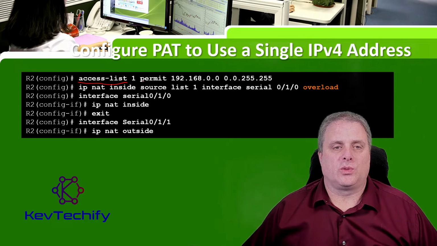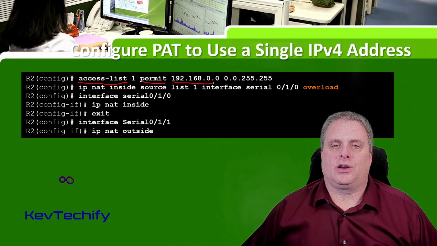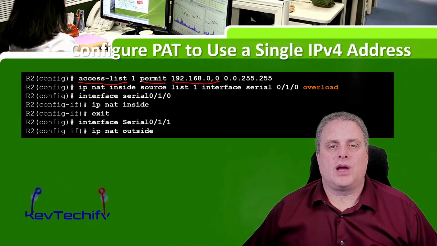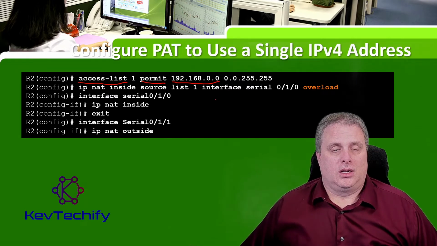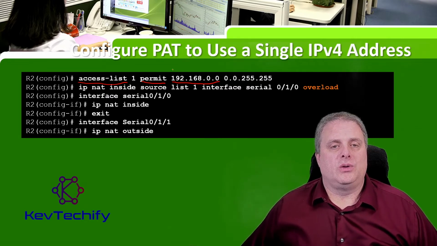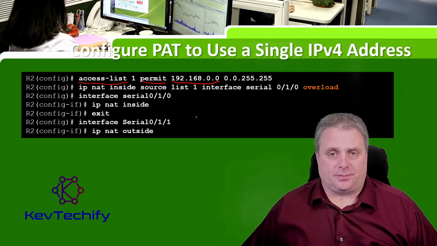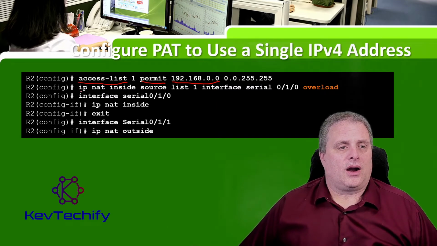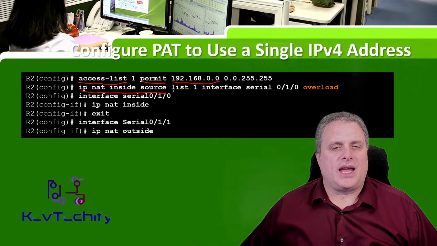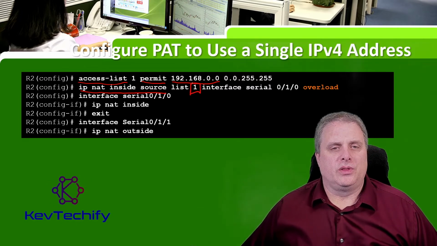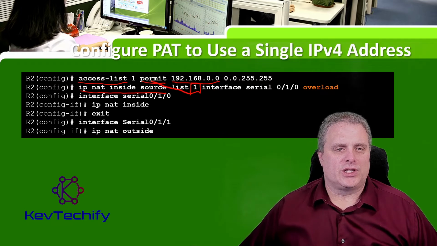So access list 1, we're going to permit anybody on our network. And here, we're going to allow anybody on the 192.168.0.0 network to go ahead and do this network address translation. Then for our ip nat inside source statement, we're going to use access list 1. So this list 1 here is our ACL we just created up here.